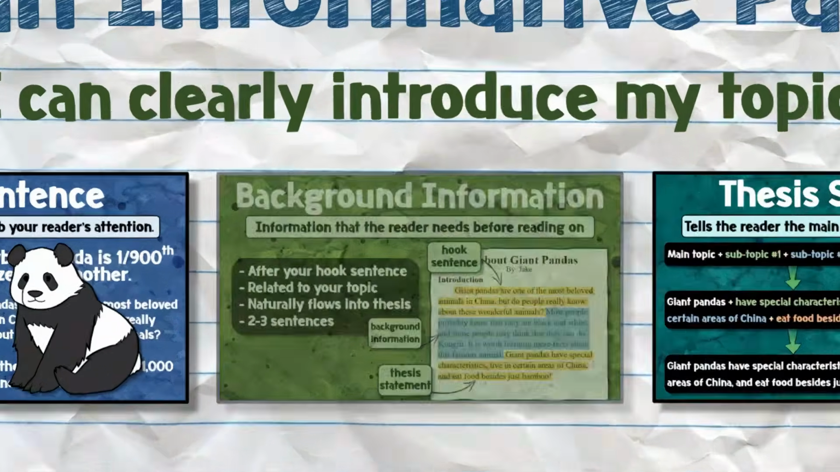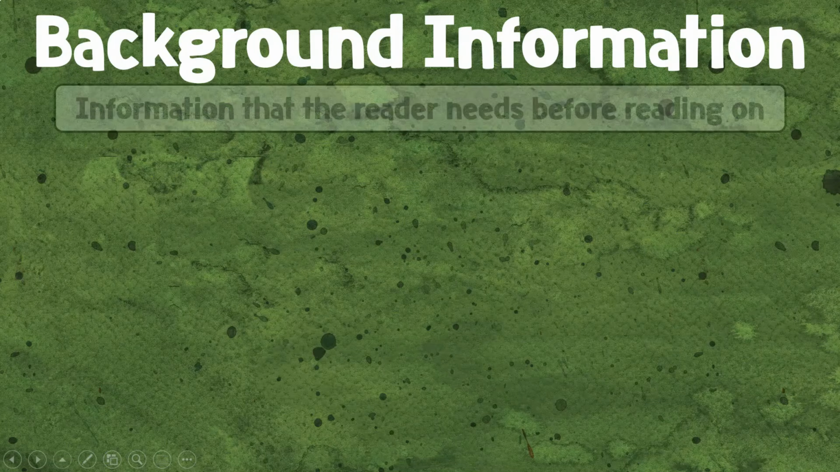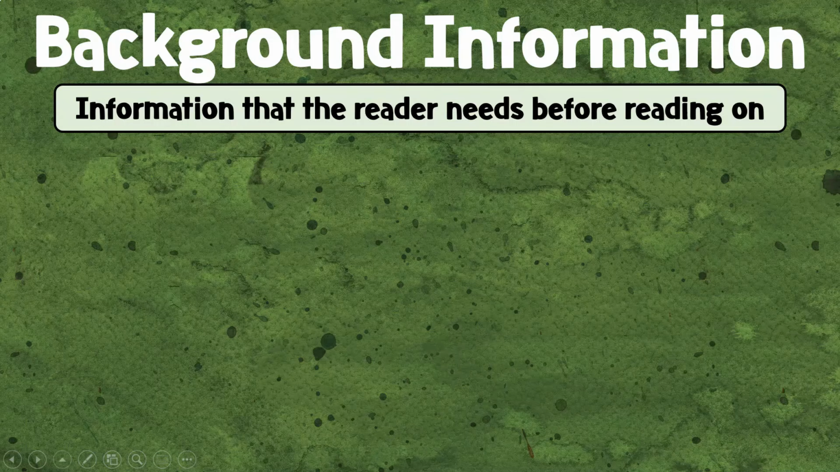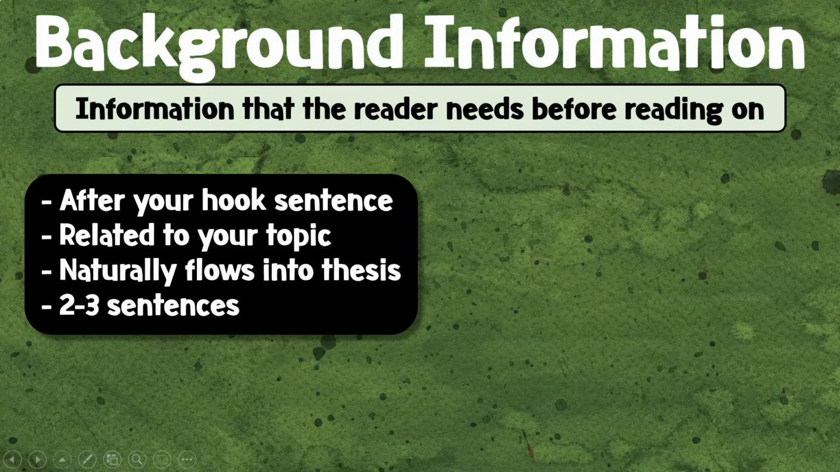Now let's look at background information. Background information is the information that will immediately follow your hook sentences. It's information that your reader needs before they continue reading on. There's 4 main things to remember when you're writing this. This should be after your hook sentence, it should be related to the topic you're writing about, and it should naturally flow into the thesis. And we're looking for around 2 to 3 sentences with this. If you write a little bit more, that's okay as well.